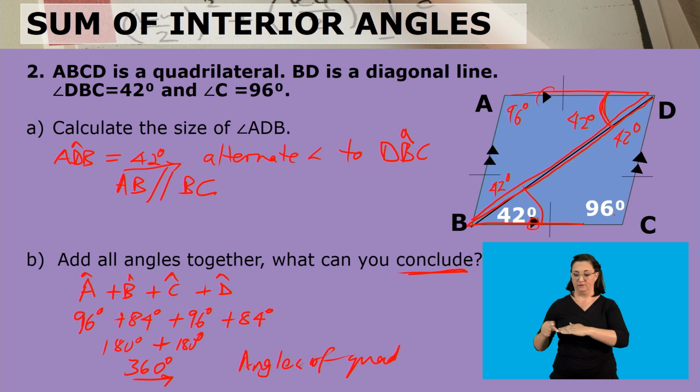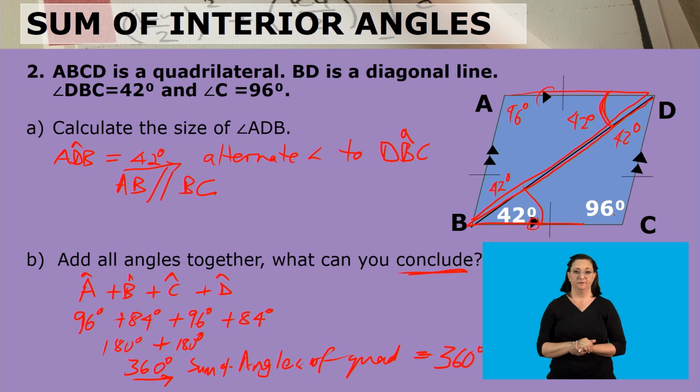Then we can conclude, as we are asked to, that the sum of angles of a quadrilateral would be equal to 360 degrees. That is now our conclusion. Let's move on to the next one.